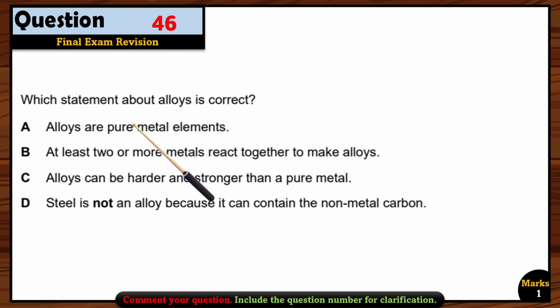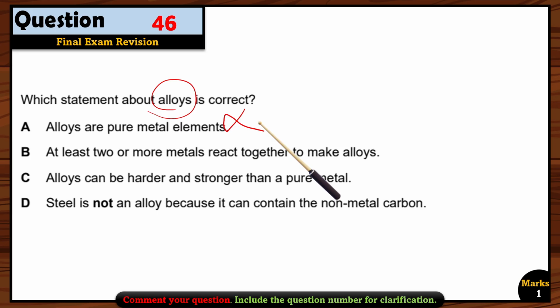Now let's see 46. Which statement about alloys is correct? This is one of the most common questions that usually appear in the exam. What are alloys? Remember that alloys are mixtures of two or more metals, or maybe metals and non-metals. So it is a mixture, not a compound. Remember that. Now let's see the options. Alloys are pure metal elements. Wrong, because it's a mixture. So it is not a pure metal.